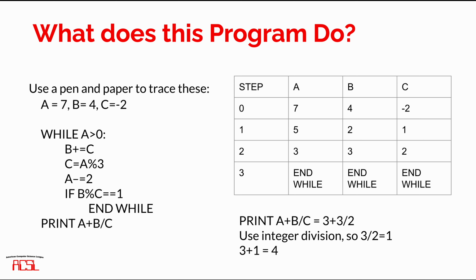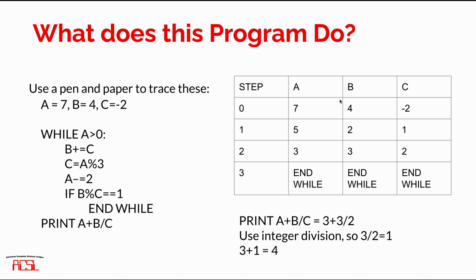Now in the first iteration, it's saying, well, A is greater than 0. That does check the condition. So we're adding C to B. So C is negative, so B ends up being 2. Then C is equal to A mod 3, which is in this case equal to 7 mod 3, which is 1. And then we're taking away 2 from A, which is 5. And then we're checking if B mod C is equal to 1. Now, B is equal to 2, C is equal to 1. 2 modulo 1 is 0, it's not 1. So the while loop continues.